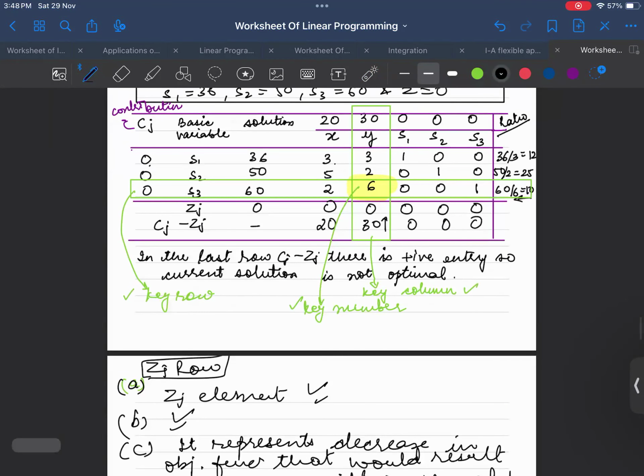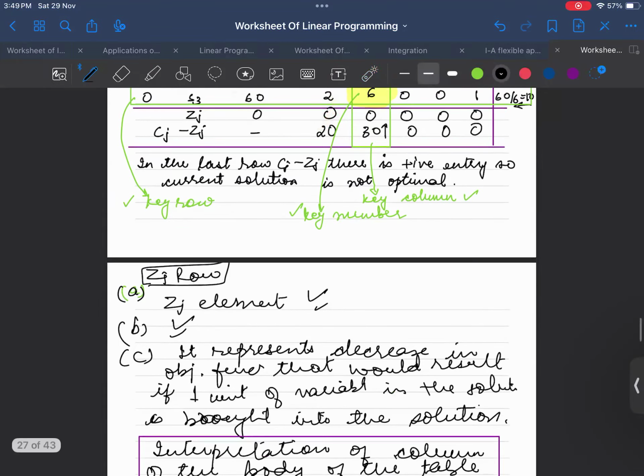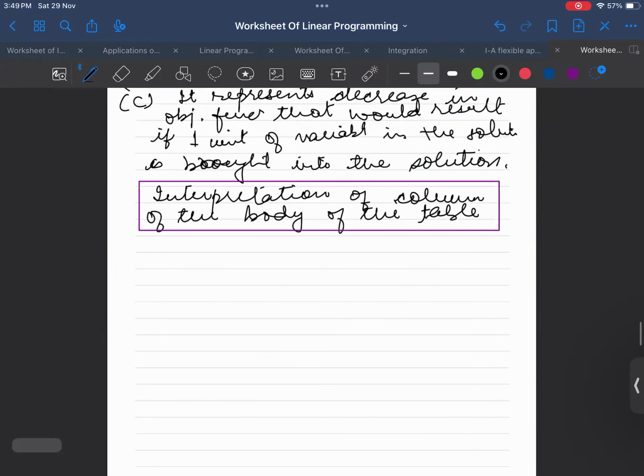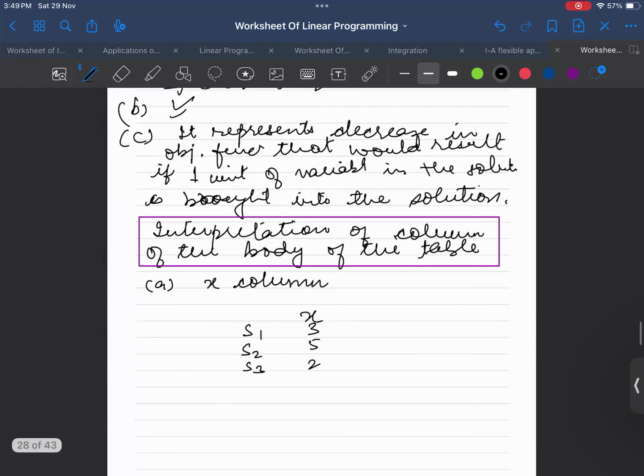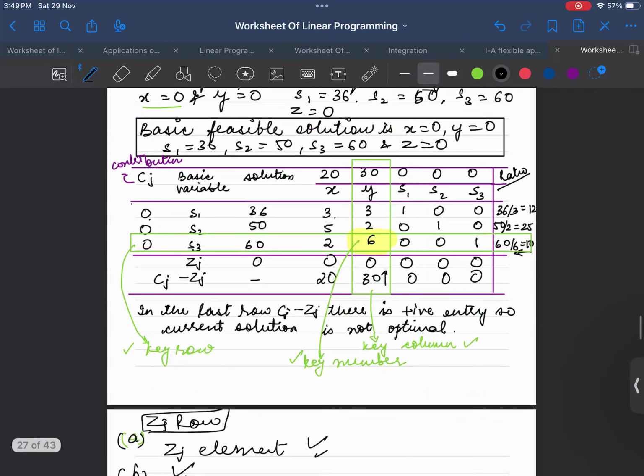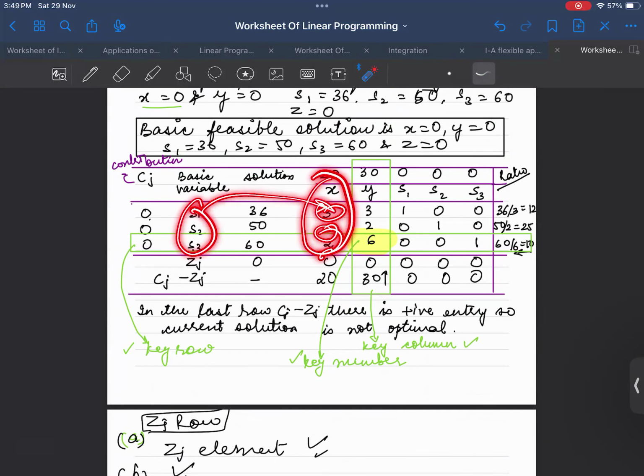Say I want to explain first of all about the x column. This column I want to explain. Let's write it separately. I'm explaining the x column first. Here it was S1, S2, and S3, with values 3, 5, and 2. I've written this part, and for S1 it is 3.